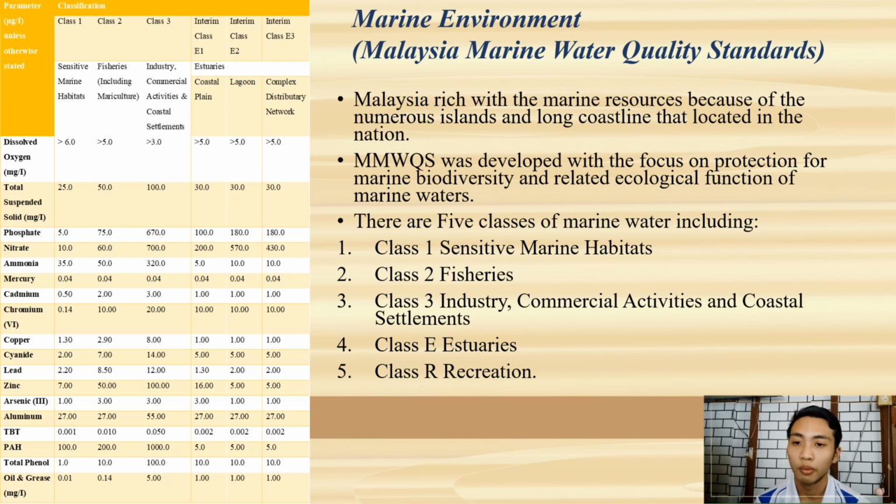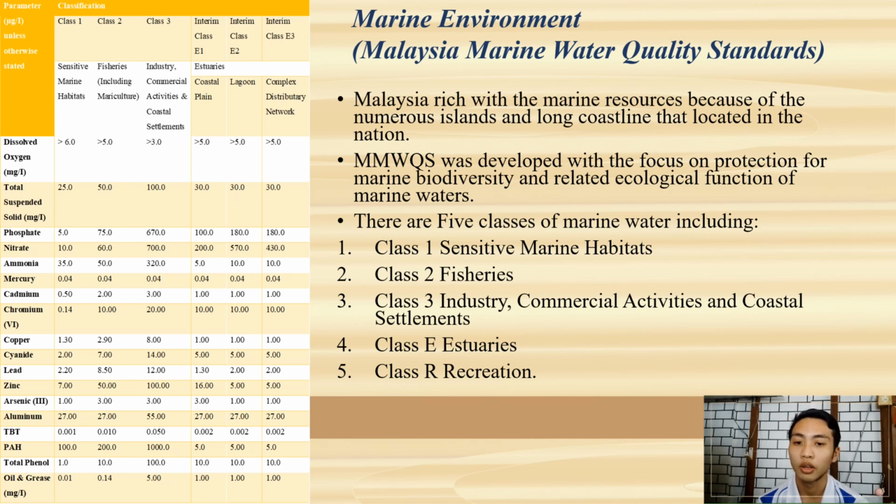Malaysia is rich with marine resources because of the numerous islands and long coastline located in the nation. Even though the nation's marine resources can be said to be one of the most diverse and richest in the world, at the same time, the marine environment is also exposed to various pollution which may affect the water quality. The national marine ecosystem is protected by the Malaysia Marine Water Quality Standard to sustain the marine environment, and the Malaysia Marine Water Quality Index is used to communicate with the relevant stakeholders and publish the water quality status of marine water.